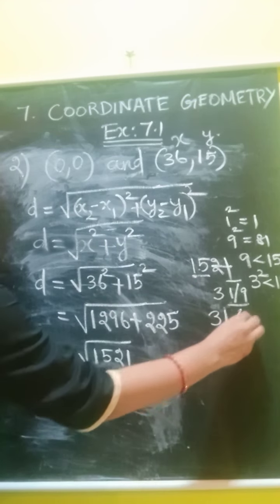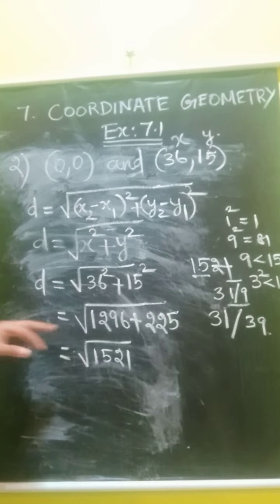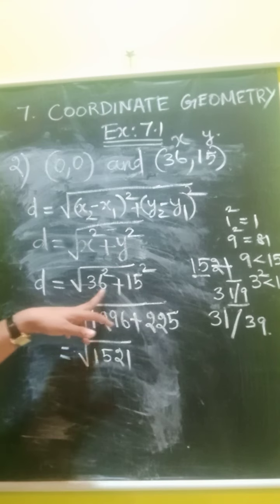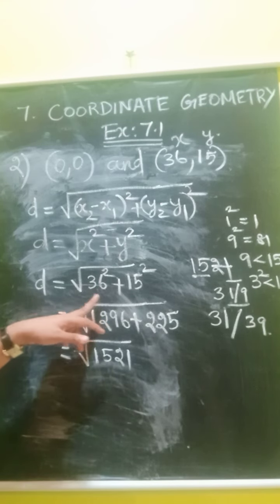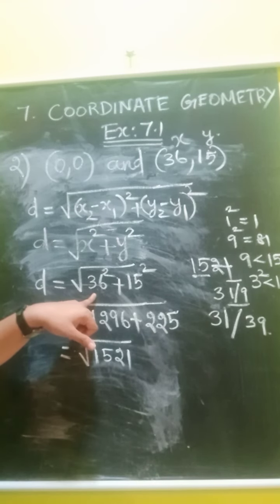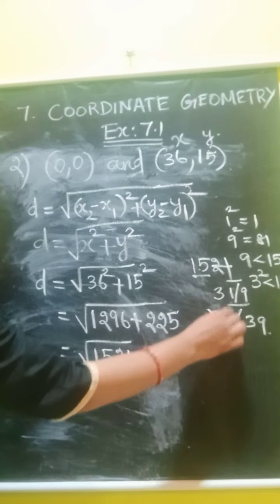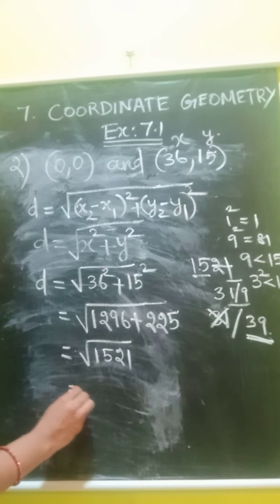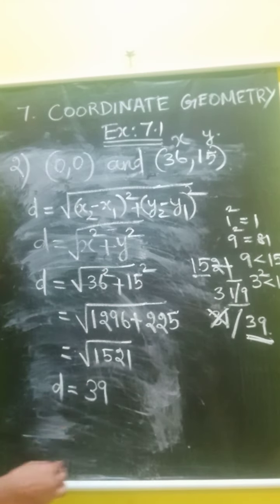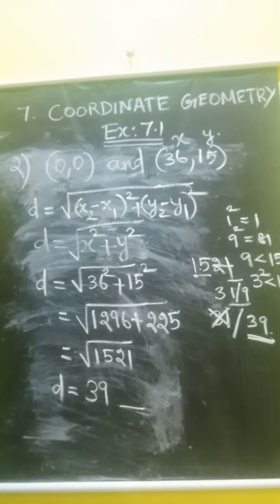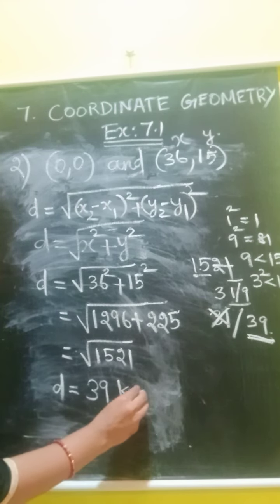31 or 39. See, we got this answer, that is 1521, after adding 15 square to 36 square. So the square root should be greater than 36. So 31 is not the answer, 39 is the answer. So D is 39. So what about the unit? They have given that it is the distance between the two towns. So the unit should be kilometer.